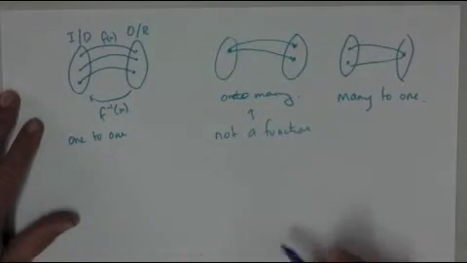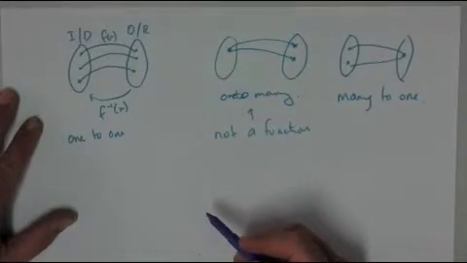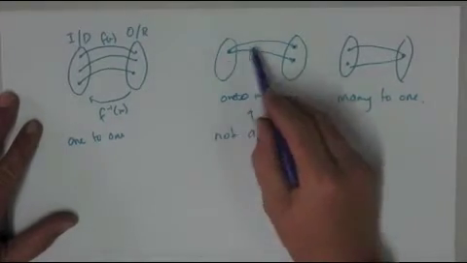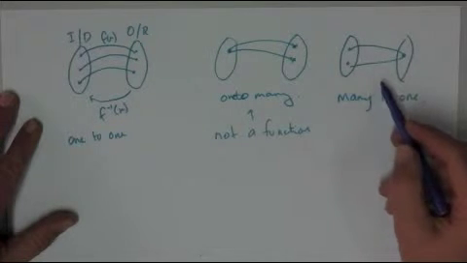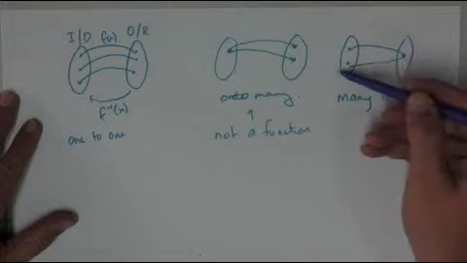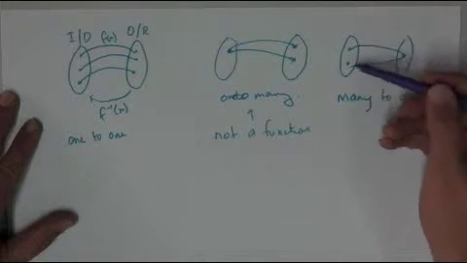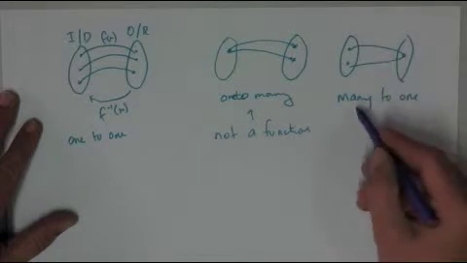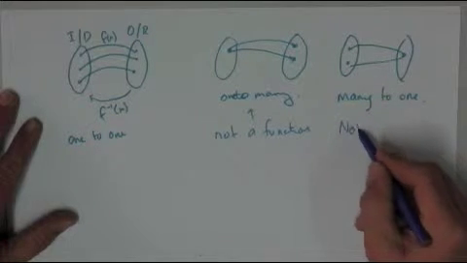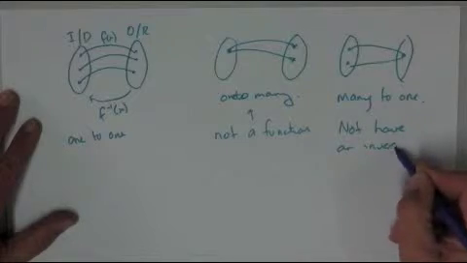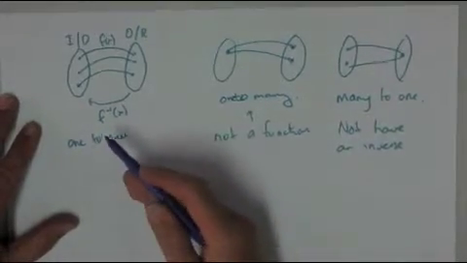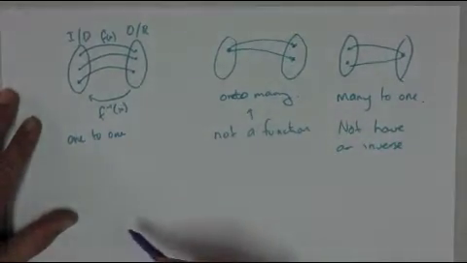Well, it's important to note that if we're going back the other way now, just like this one is not a function, this situation here will not have an inverse that is a function also, because if you end up going back the other way, it turns it into a one-to-many situation. So in this case, this would not have an inverse. One-to-one is both a function and has an inverse as well.